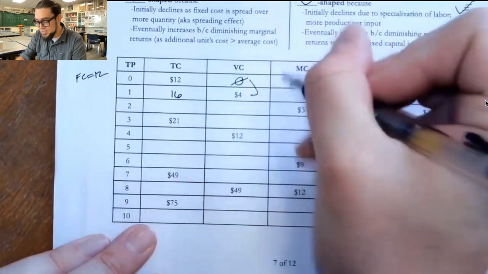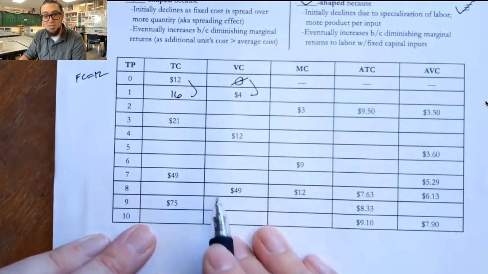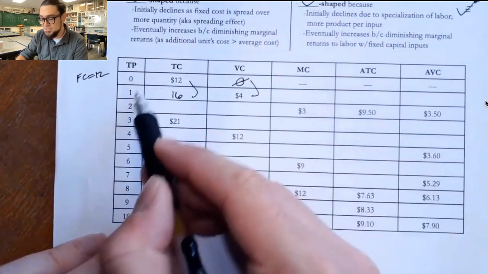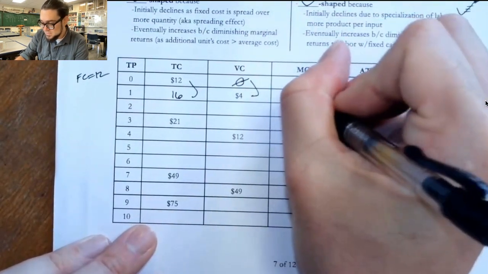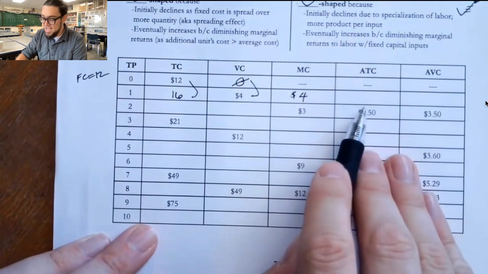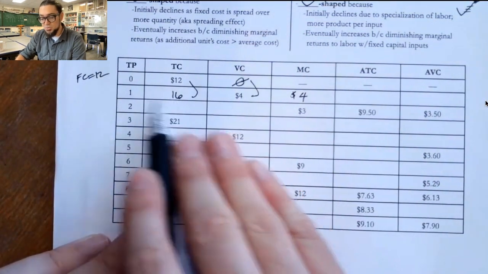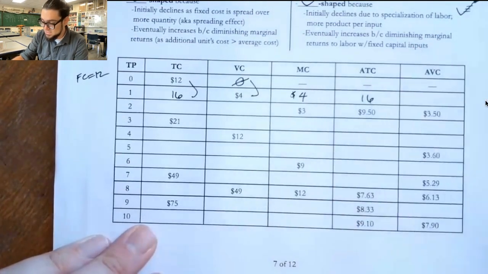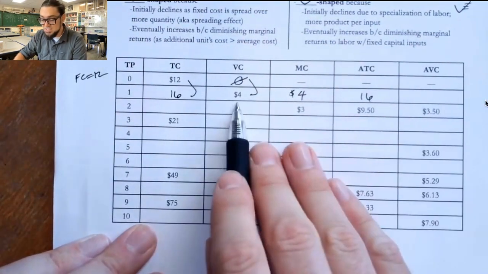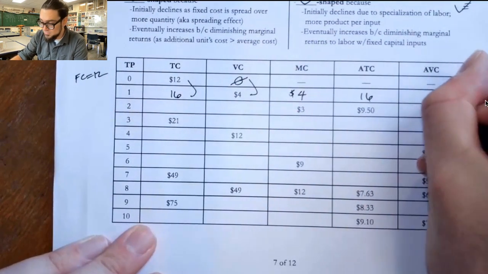And the rate of change between the variable cost and the total cost, that is to say the additional cost associated with the first unit, is actually our marginal cost here. And so that's going to be $4. The average total cost is just taking that total cost and dividing it by the total product. So that's going to be 16 over 1. That's 16. And the average variable cost is the same idea, 4 over 1.